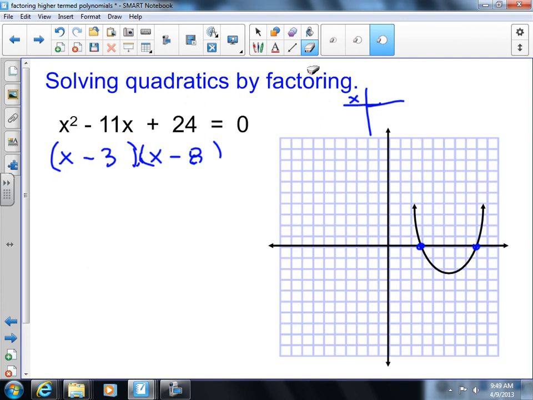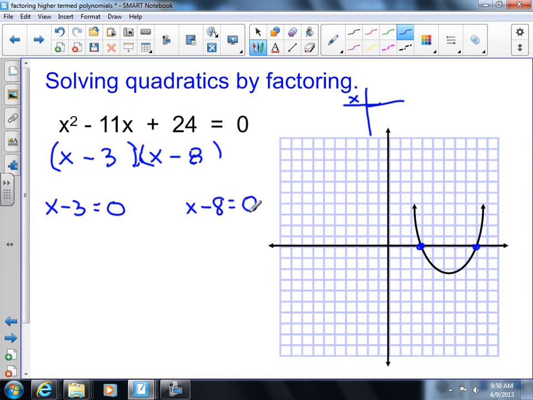Well, if I know that the quantity x minus 3 times the quantity x minus 8 is equal to 0, what's one of them going to have to be? What do you know when you multiply a number times something to get 0? One of them has to be a 0. Agreed? So I'm saying x minus 3 could be equal to 0, or x minus 8 could be equal to 0. So in other words, when this is 0, we're going to look and find those two values.